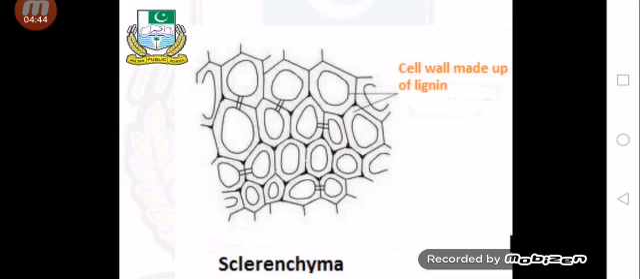Here again you can see sclerenchyma. Sclerenchyma is having a thick cell wall due to deposition of lignin, and it is making it a secondary wall, and here you cannot see the nucleus, so it is a dead cell.